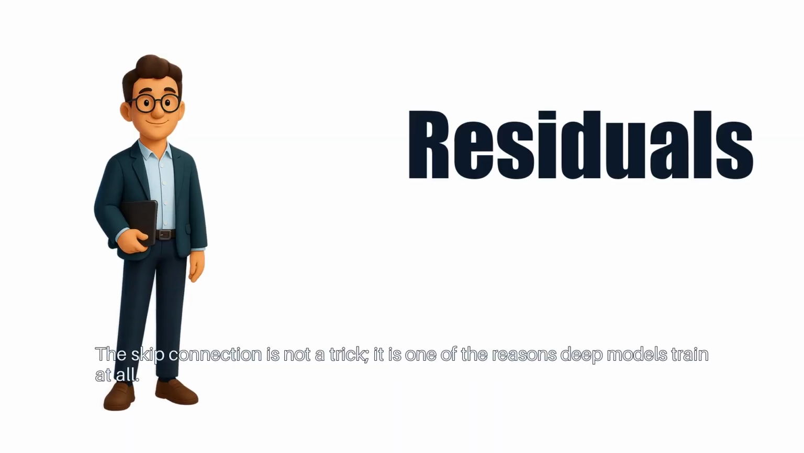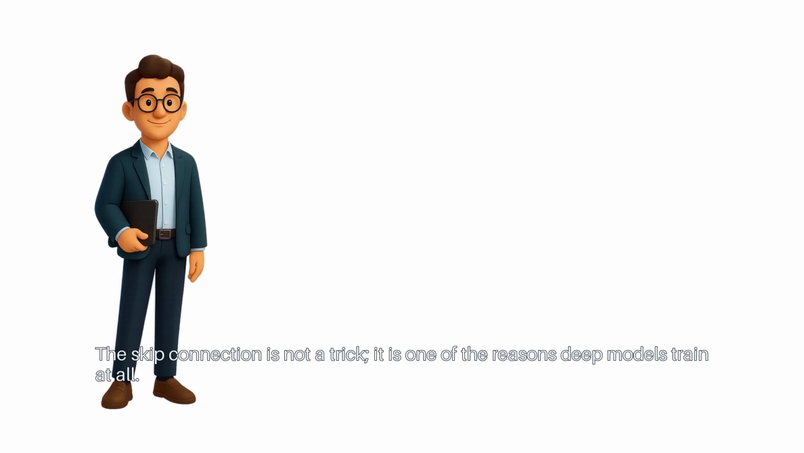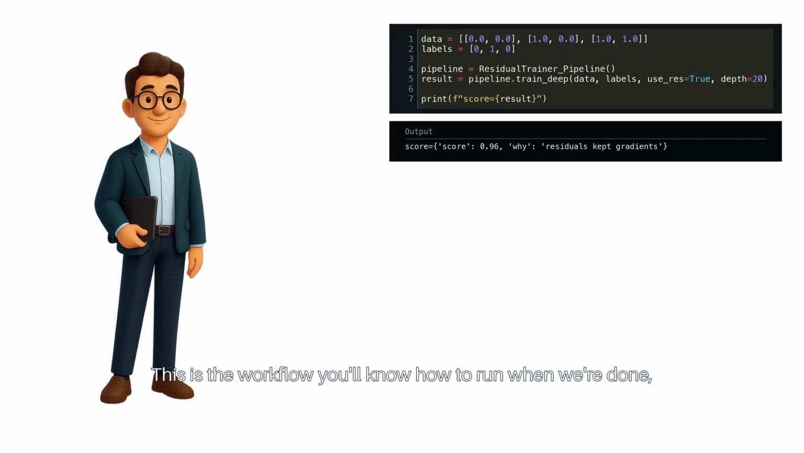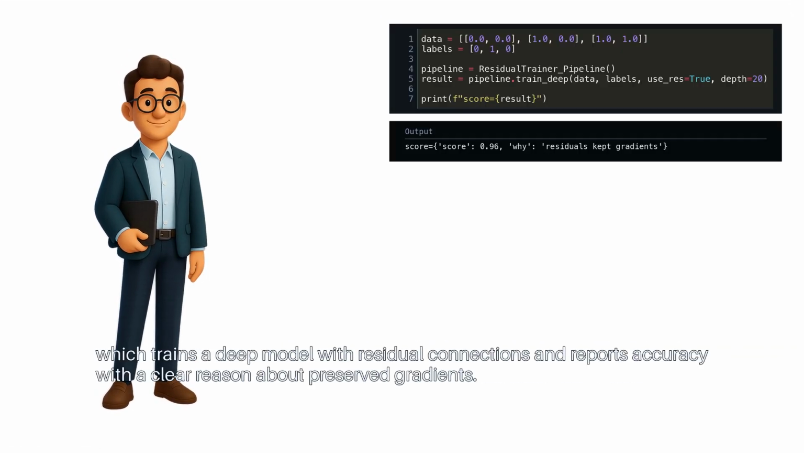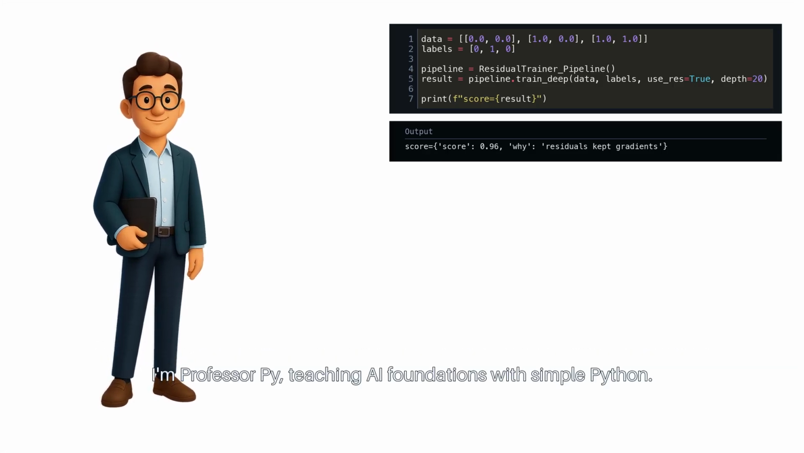The skip connection is not a trick. It is one of the reasons deep models train at all. This is the workflow you'll know how to run when we're done, which trains a deep model with residual connections and reports accuracy with a clear reason about preserved gradients. I'm Professor Pi, teaching AI foundations with simple Python.